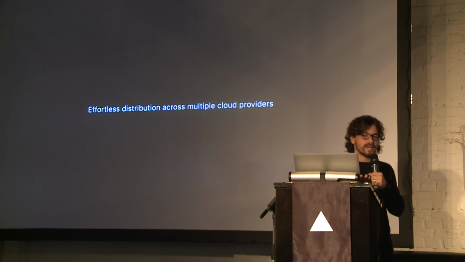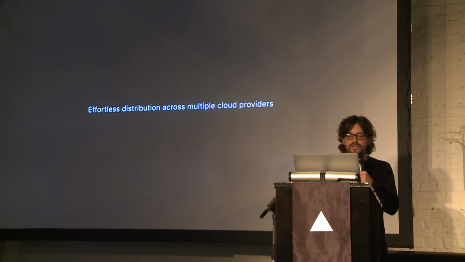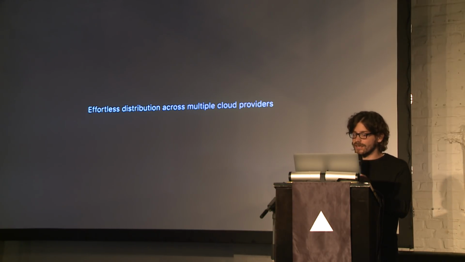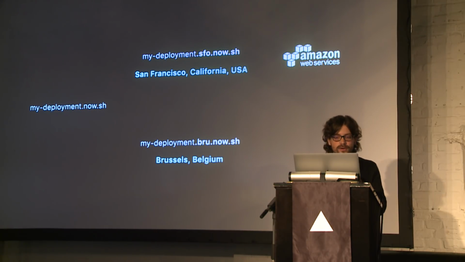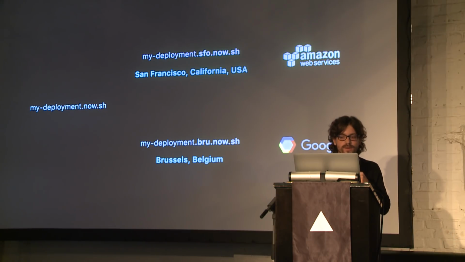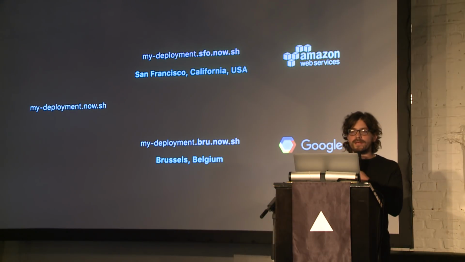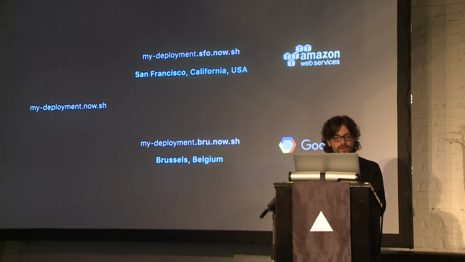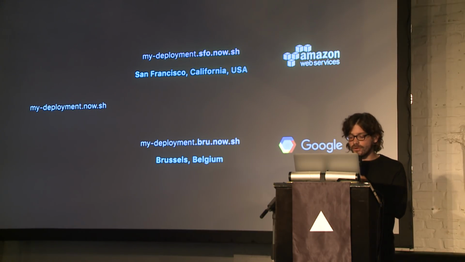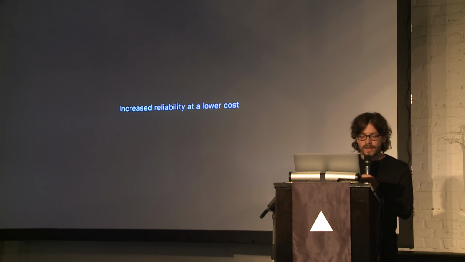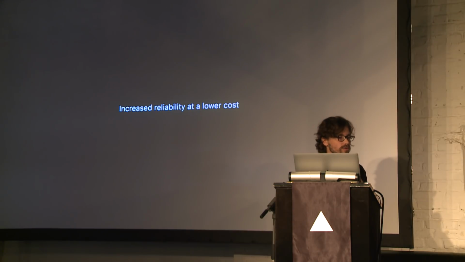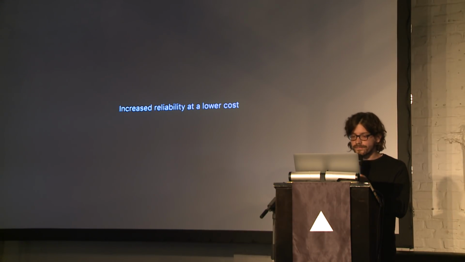Which also, by the way, gives you effortless distribution across multiple infrastructure providers. So our San Francisco one is running on Amazon Web Services, and our Brussels one is running on Google Cloud. So if there are any major reliability hiccups with one of the areas, we can easily fall back and fail over to the other one, which to you translates into increased reliability at a lower cost.